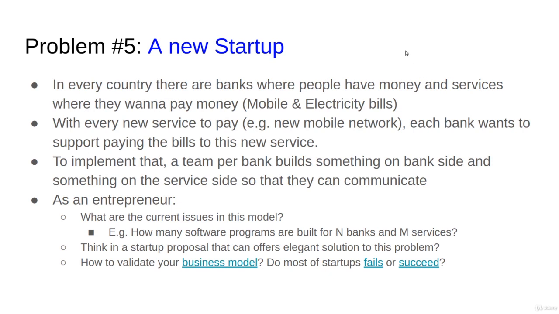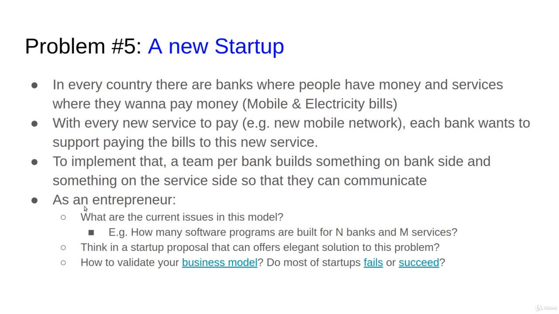One more question that isn't actually an inheritance question, but more of a design question. In every country, there are some banks where people put money, and there are also services where people want to pay money. For example, you would like to pay your mobile bill, electricity bills, and so on. With every new service to pay, like a new mobile network, for example, each bank wants to support paying the bills to this new service. To implement that, a team per bank is going to build something on the bank side, and also something on the service side must be implemented. So this is now the overall scenario in real life.